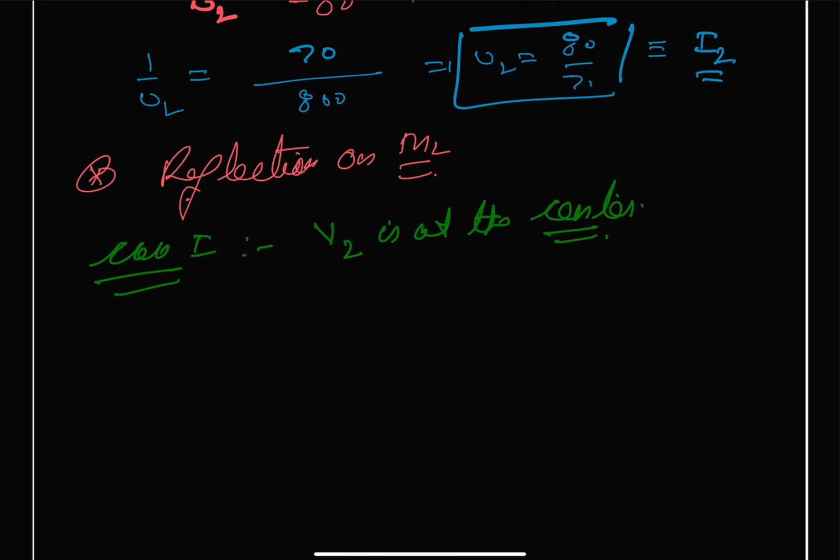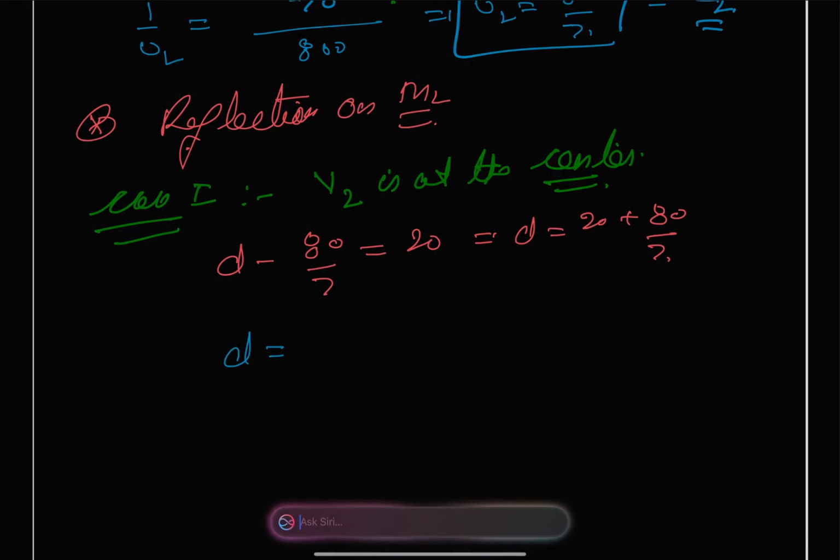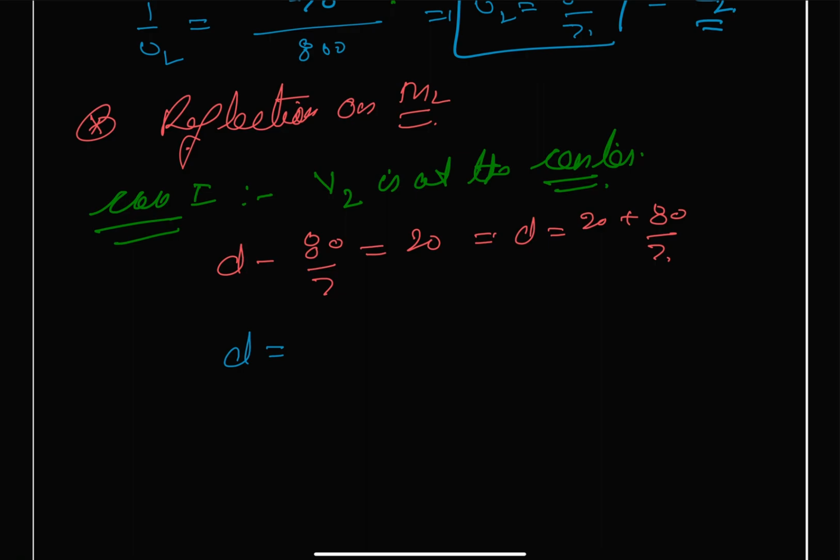Therefore, we can say that our D minus 80 by 7 will be equal to 20, and this gives us that our D will be equal to 20 plus 80 by 7, and it comes as D is equal to 220 divided by 7, which is n upon 7, giving us that our n is equal to 220.